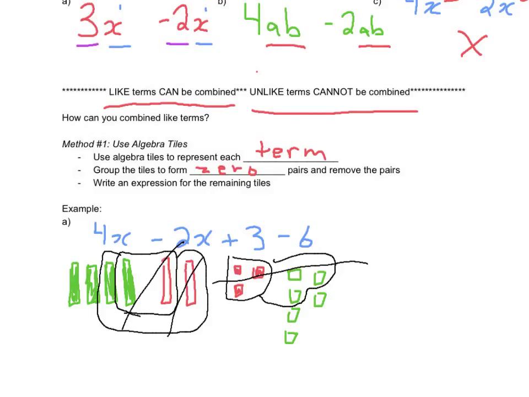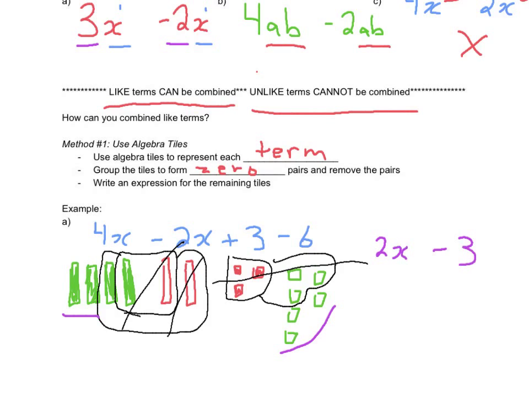Then we simply write an expression for what's left over. So we count out, well, we got 2 of those left, and we've got 3 of these left. What do we have? We have 2 positive x tiles, so we have 2x, and we have 3 negative 1 tiles, so we can write that as minus 3. So overall, no, that's not very clear. I'll rewrite that.